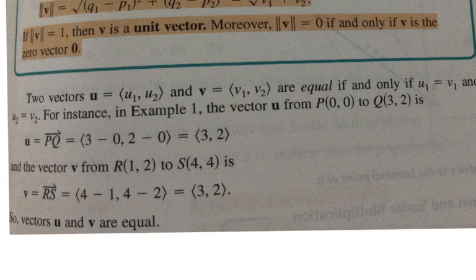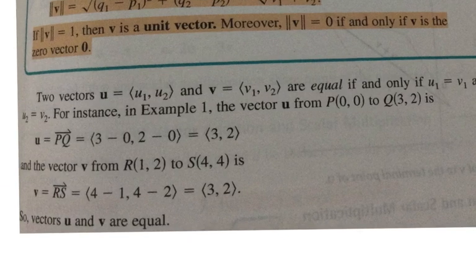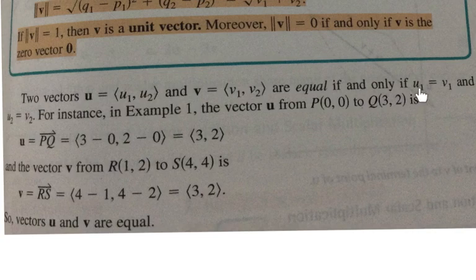Two vectors, u and v, are equal if and only if the x components are equal and the y components are equal. For instance, in example 1, the vector u from 0, 0 to 3, 2 could be written as 3 minus 0, 2 minus 0, which is still 3, 2. Because one of the points was the origin, it made it very easy.